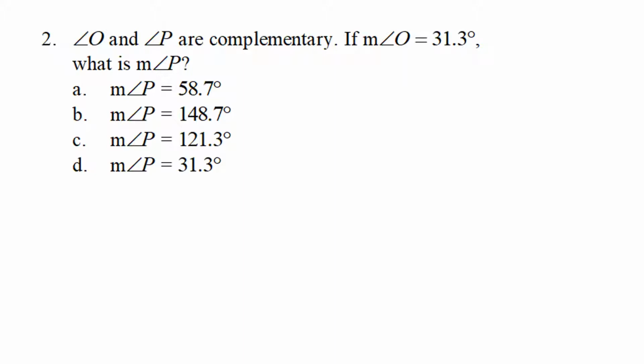Okay, if two angles are complementary, that means they add to 90 degrees. So if one of them is 31.3, I should take 90 minus the 31.3. And that is 58.7. And that's that right there.